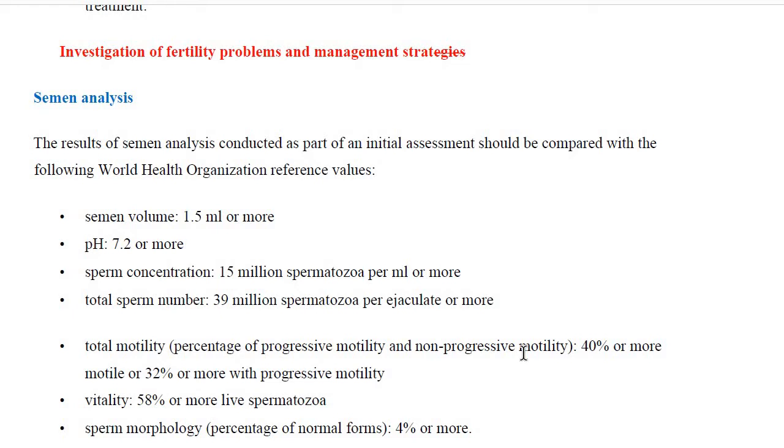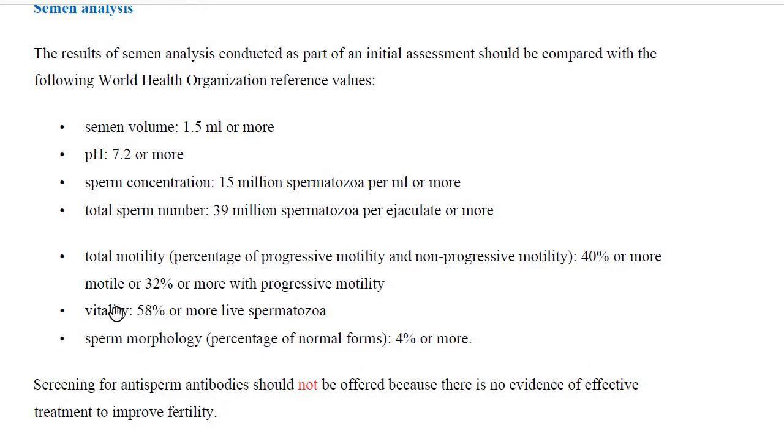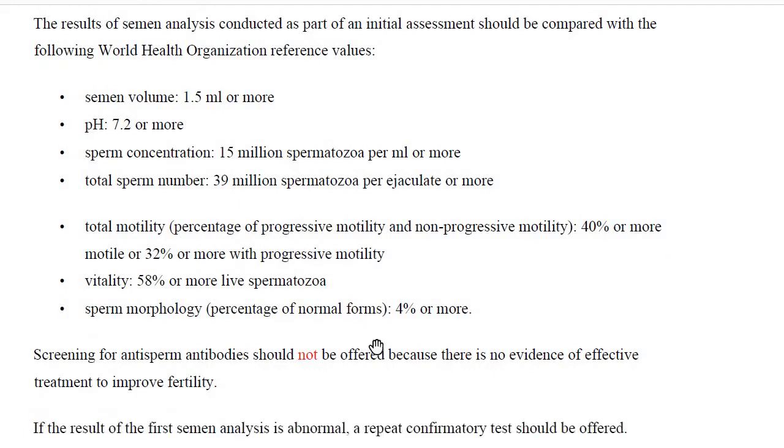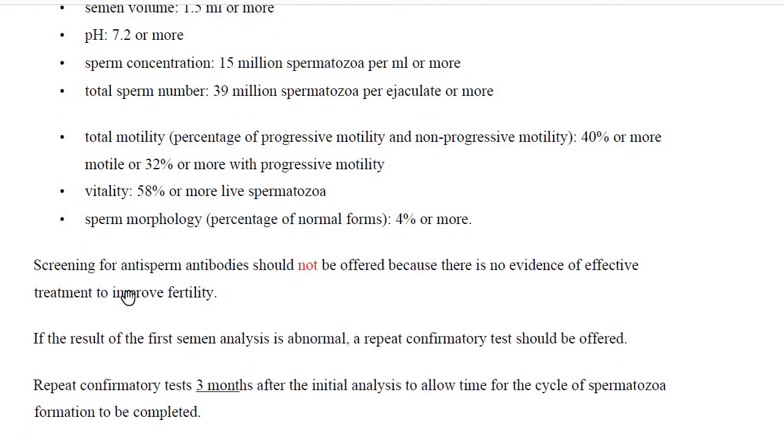Total motility, the percentage of progressive and non-progressive motility, should be 40% or more, or 32% or more with progressive motility. Vitality should be 58% or more live spermatozoa. Sperm morphology, the percentage of normal forms, should be 4% or more. Screening for anti-sperm antibodies should not be offered because there is no evidence of effective treatment to improve fertility.